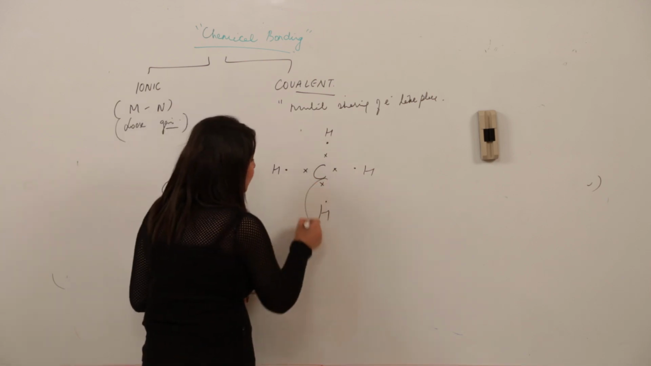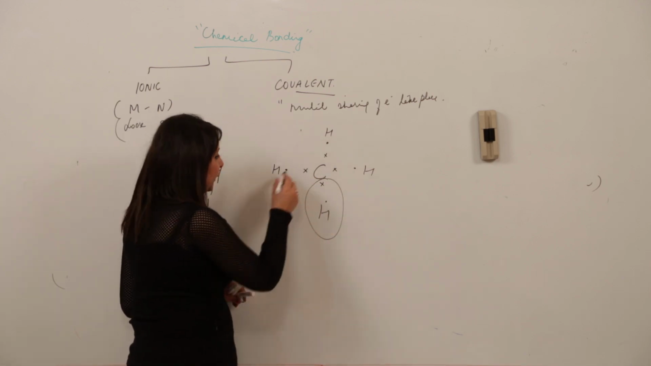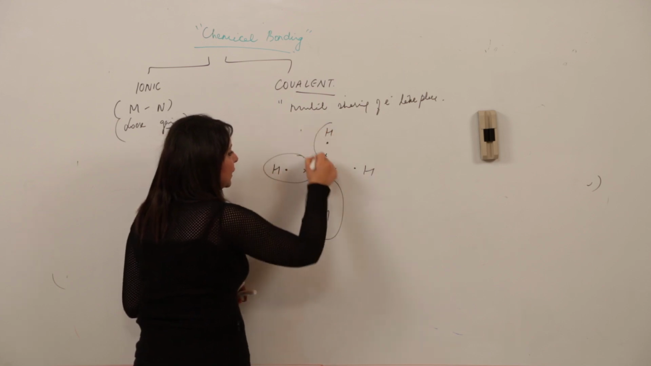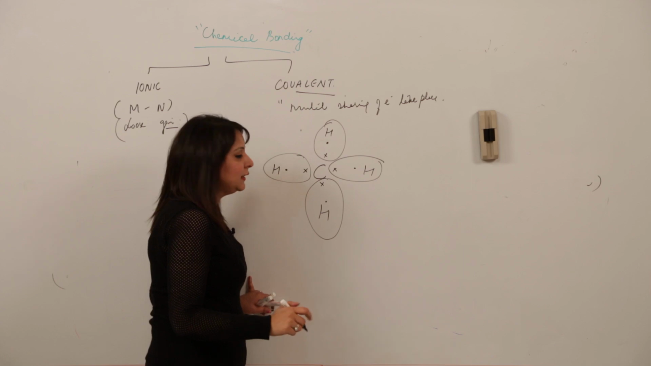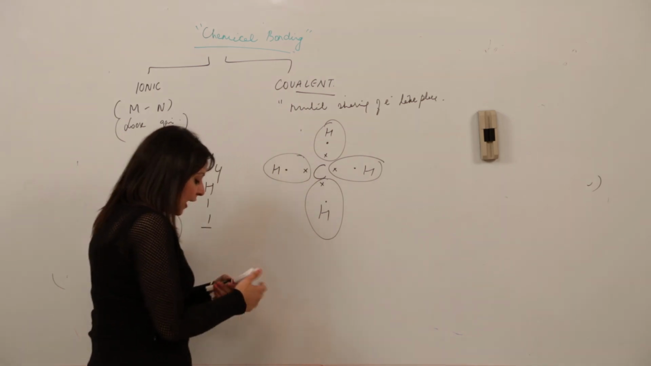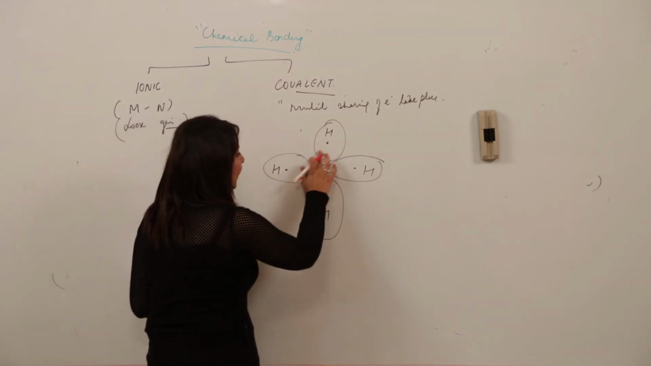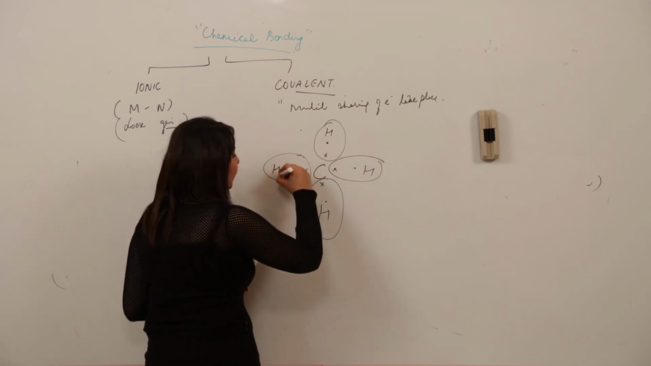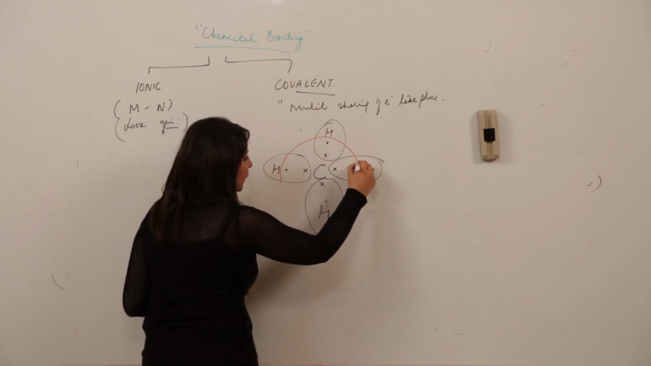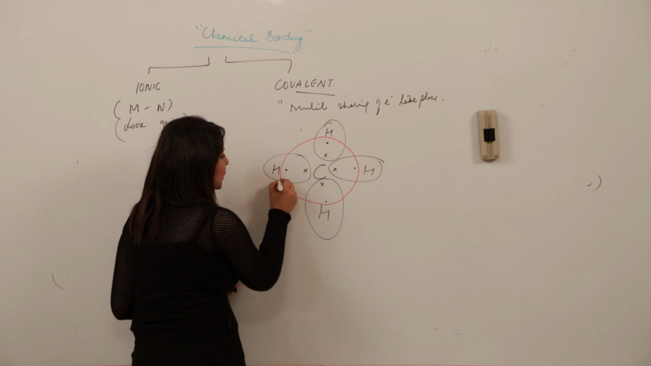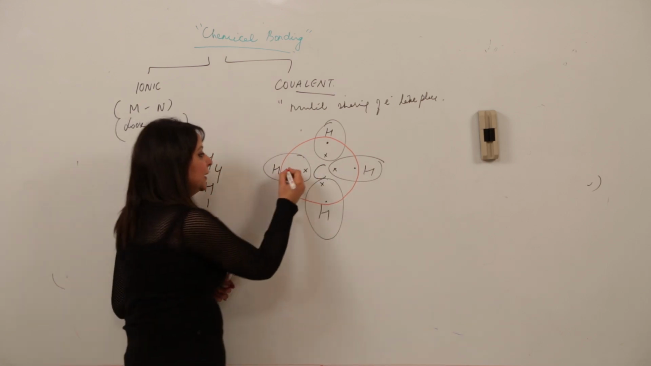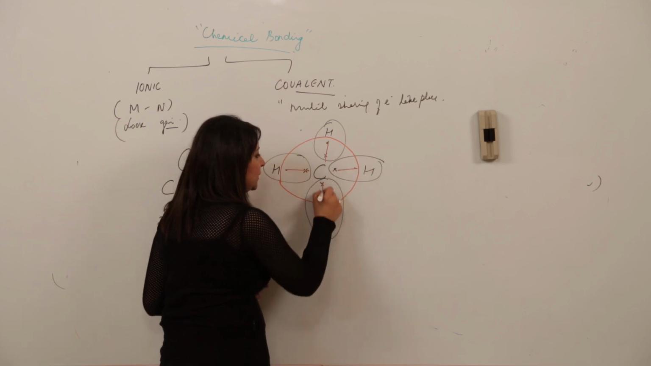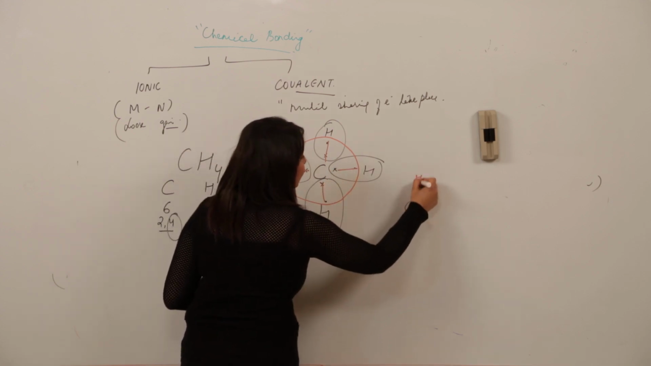Now, this hydrogen will share this electron and get stable. It completes its duplet. Similarly this, and similarly this. Now, all hydrogens are stable. Now, how will carbon become stable? It already has its own four, and it will accept those four ones of hydrogen as well. So, this is the bond formation. See, single bond, single bond, single bond, single bond. So, this is the geometry of CH4.